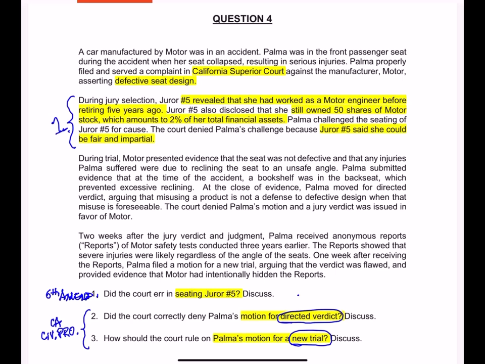Palma challenged the seating of juror number 5 for cause. Okay, so stop and think about that one. There are two kinds of challenges to the seating of a juror: for cause and peremptory. You have a very limited number of peremptory challenges. In California, in a civil case, it's 6. You have unlimited challenges for cause, and there's a big difference between the two.